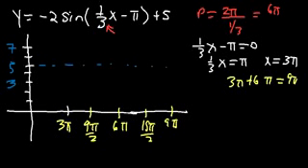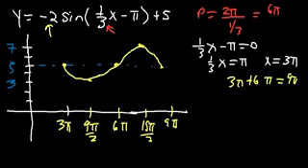Now, sine starts at the center. The phase shift is 3 pi, so we're going to start at the midline, but at 3 pi. Negative sine, instead of going up, it goes down first, to the minimum, which is at 3, back to the middle, up to 7, and then back to the middle. So that's our one cycle sine wave.